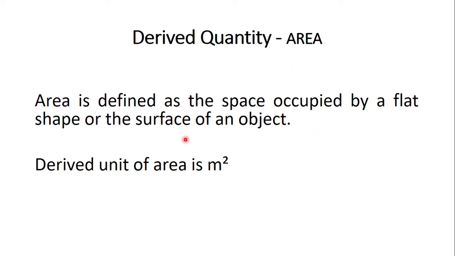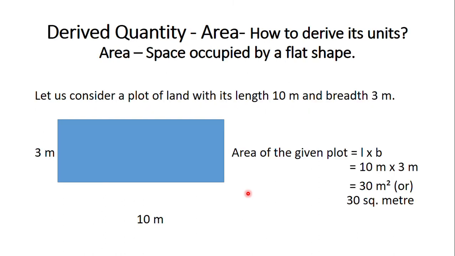So what is area? How will you define area? Area is defined as the space occupied by a flat surface, a flat shape, the surface of an object, of a table, of a book, of anything. So the flat plane surface area. So what is the SI unit of it? It is meter square. So area is the space occupied by a flat surface.